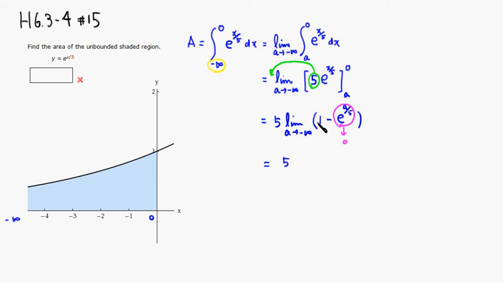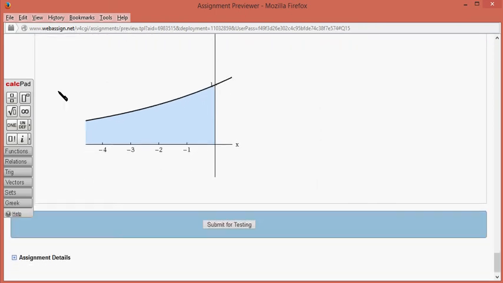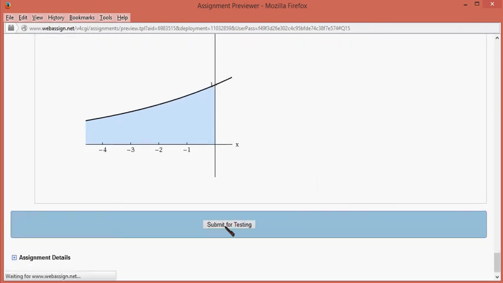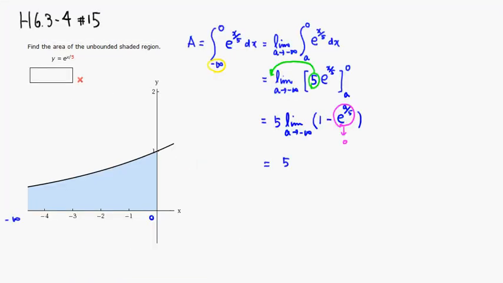So let's type it in. The area is actually a finite number, 5. Let's check submit for testing. Alright, it came back, and looks like we got this one correctly. Alright, that's it. I hope that this was clear.